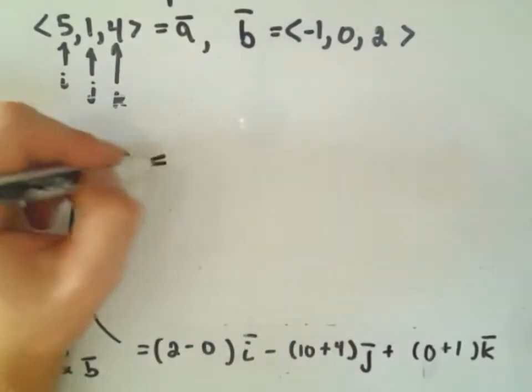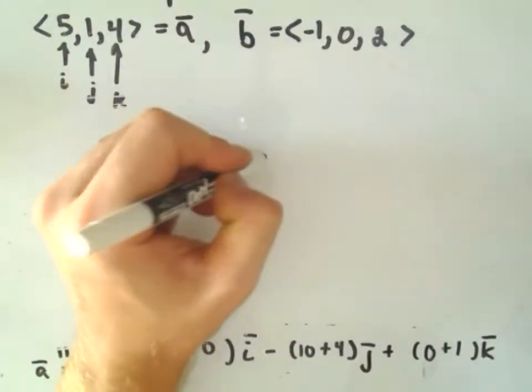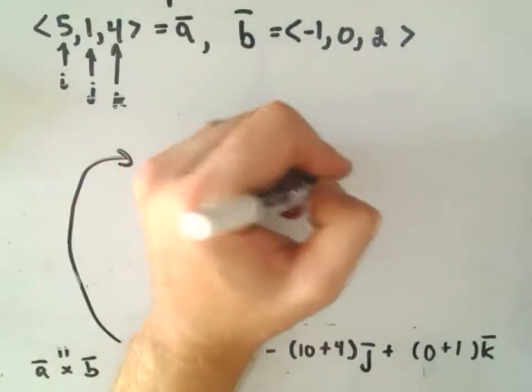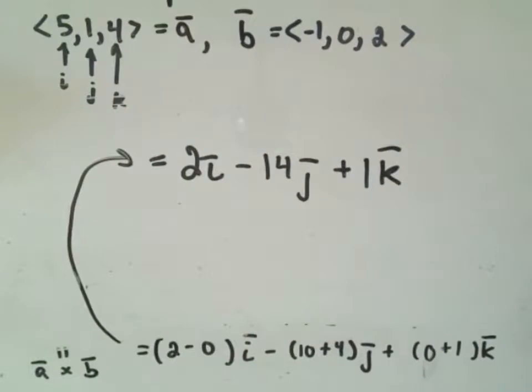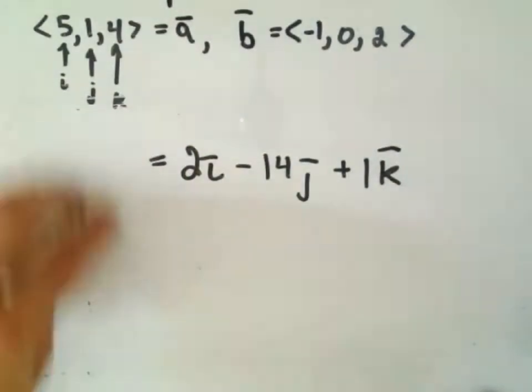So if we simplify that down, to me it looks like we get 2i, minus 14j, and then plus 1 times vector k. Okay, so there we go. We've got our cross product of our two vectors.